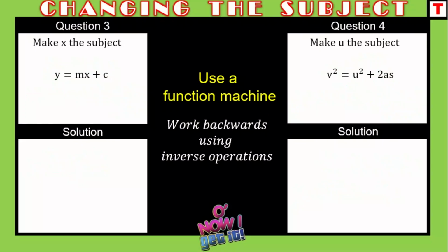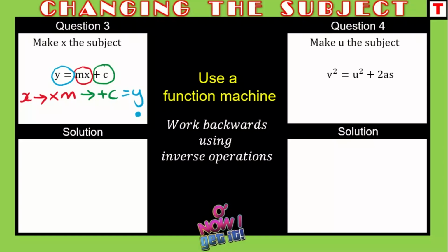Okay, welcome back if you had a go. So again, we've been asked to make x the subject in this case. So we're going to start with the function machine. We're starting with x, and we're writing down exactly what's taking place with x. At this point, we are multiplying by m. And secondly, we can see here that we are adding c, and then this gives us an output of y.